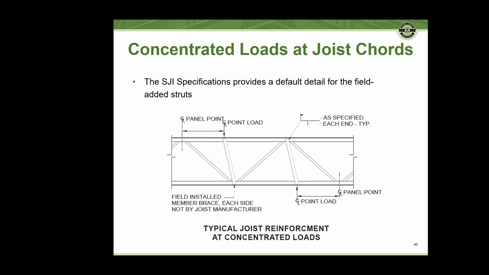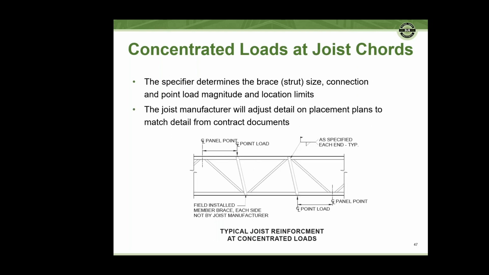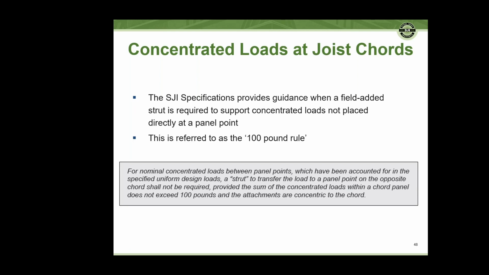So you'll notice it calls for the specifier to determine the strut size, the connection, the point load magnitude, and the location limits off that panel point. SJI did not determine that. So the joist manufacturer will adjust the detail on their placement plans to match the contract documents with the specific information. So SJI just sort of gives the basics, and then the specifier fills in the blanks.